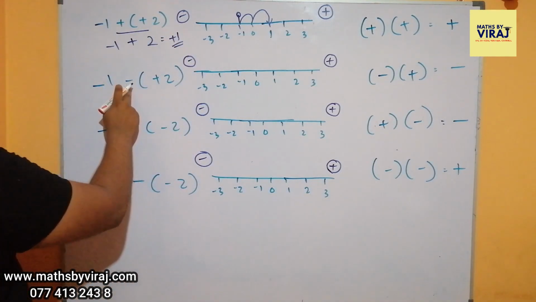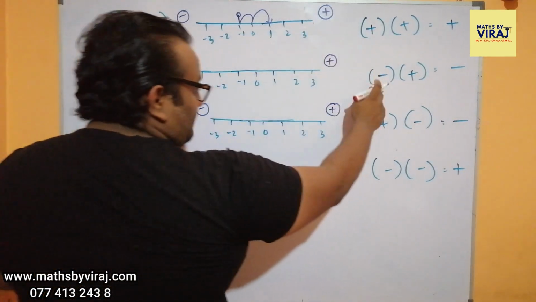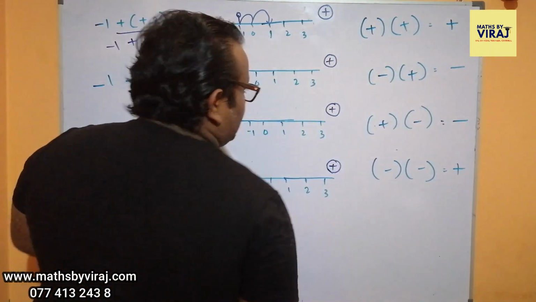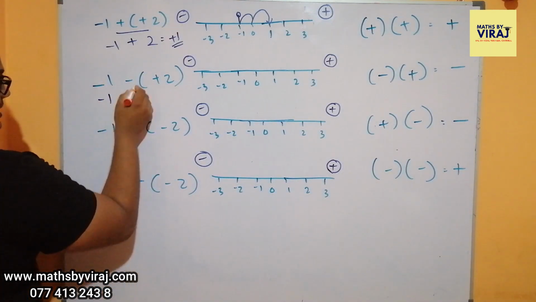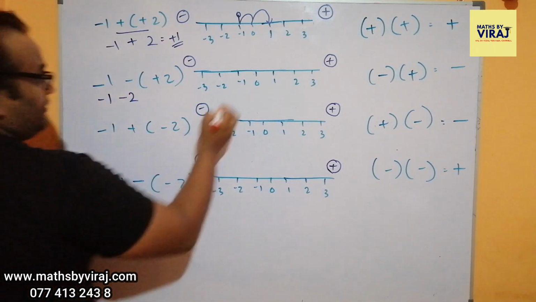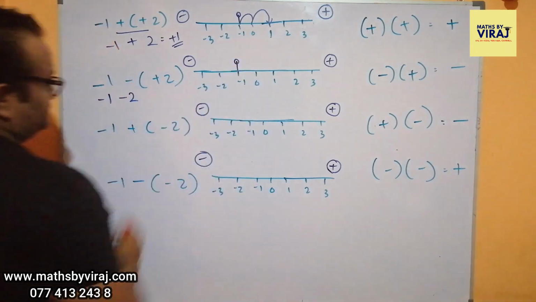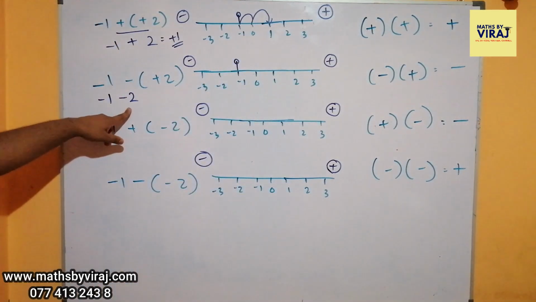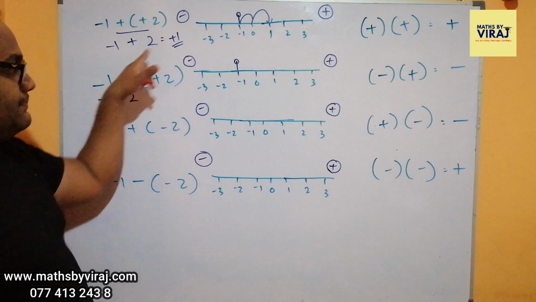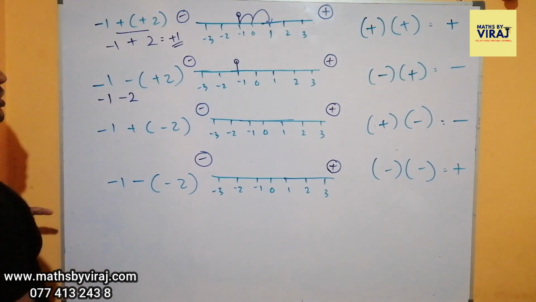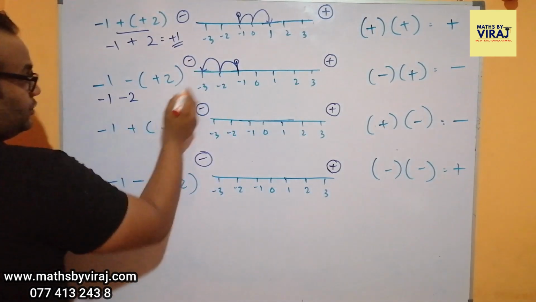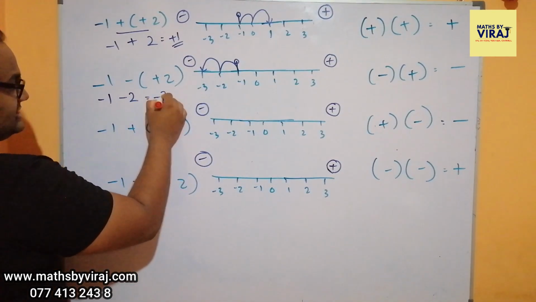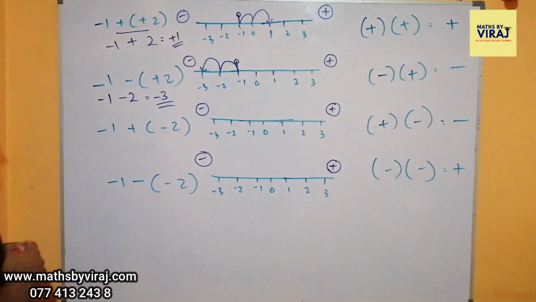In this, minus and plus. When we have minus and plus, the expected answer is minus. Therefore, minus 1, minus 2. Now I am in minus 1. Since it is minus 2, I should move towards the minus side. How many times? 2 times. 1 and 2. So what is my answer? My answer is minus 3.